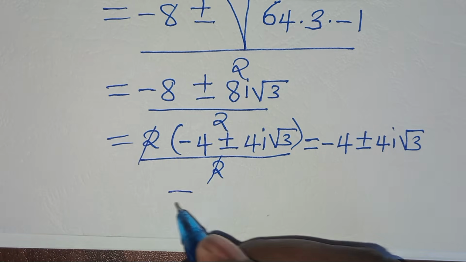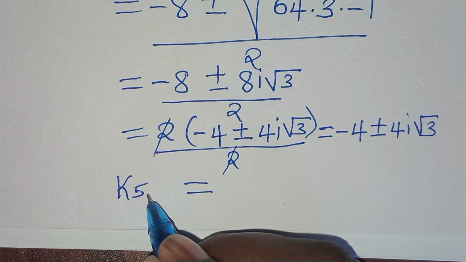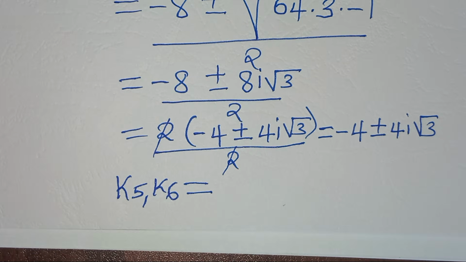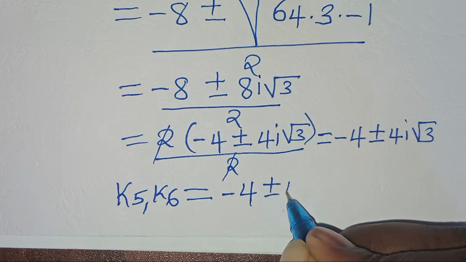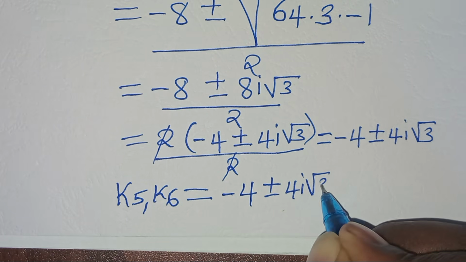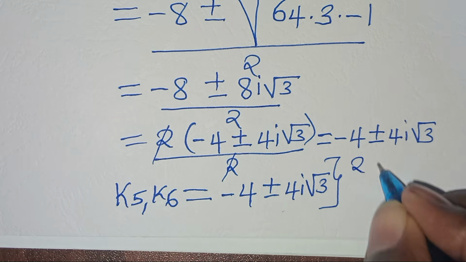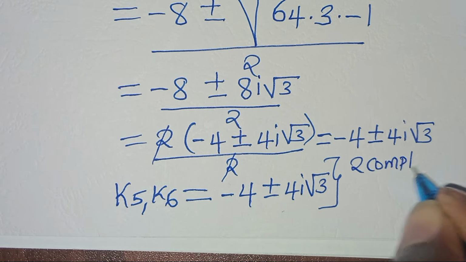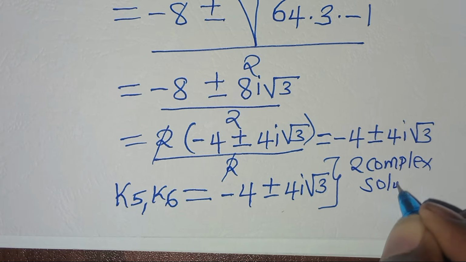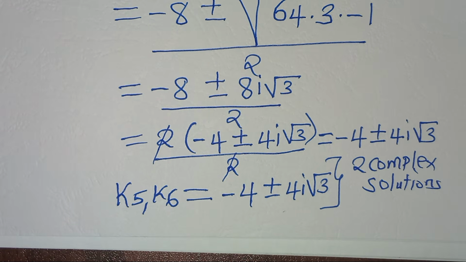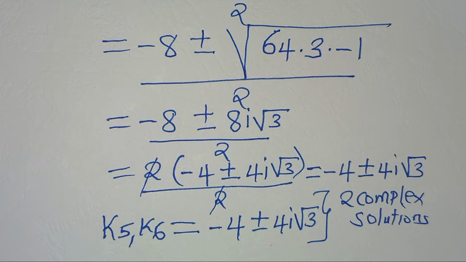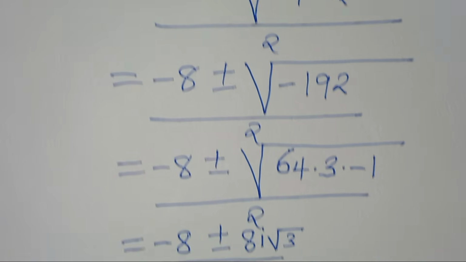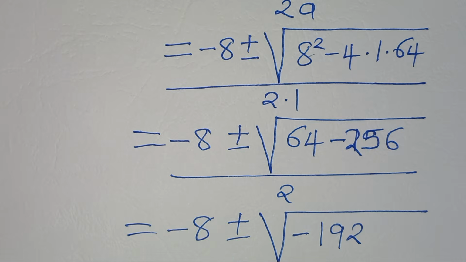So this implies that k5, k6 is actually equal to negative 4 plus or minus 4i square root of 3. So these are two complex solutions under case 2. And this totals to 6 solutions: 4 complex solutions and 2 real solutions. So we have 6 solutions to this algebra problem.